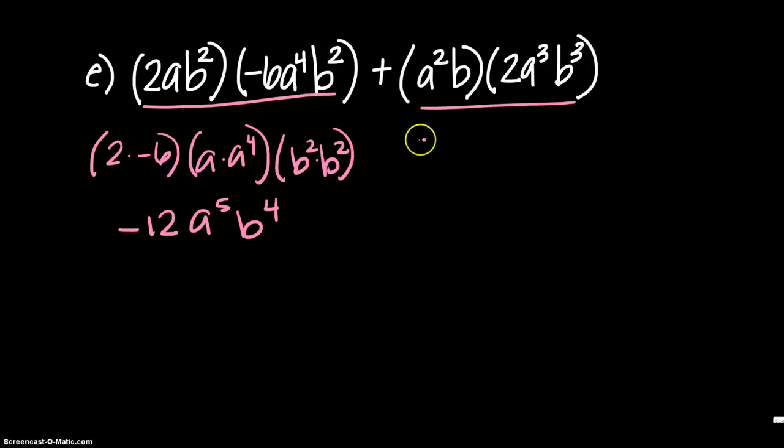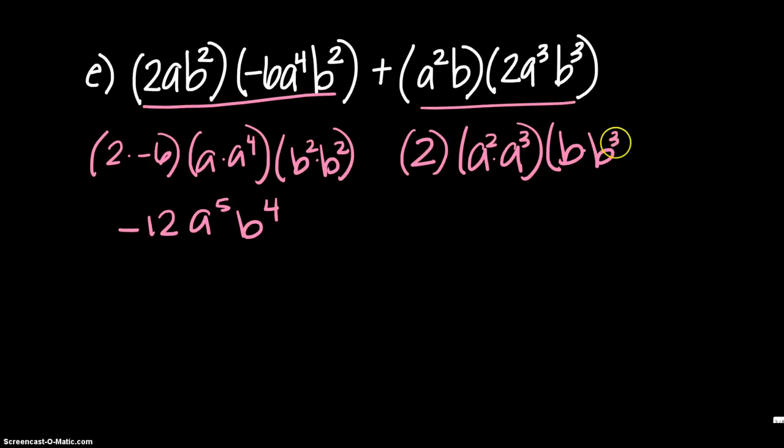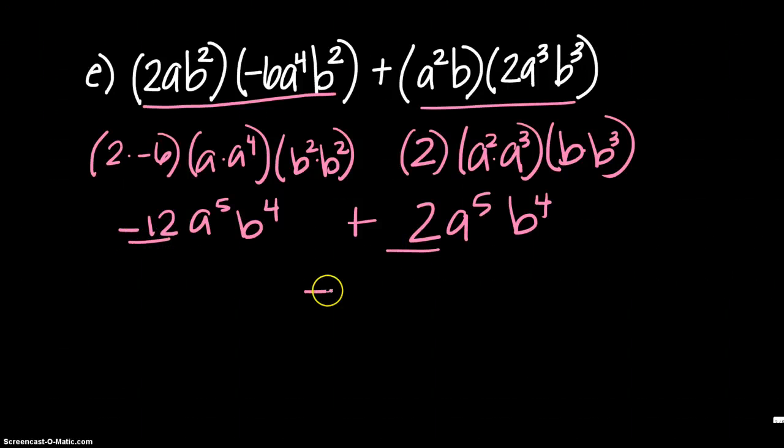Okay, the other side, I have a lonely 2 by its lonely self. I have a squared times a cubed, and then I have a b times a b cubed. So there's a plus in the middle still. I have 2, a to the 5th, b to the 4th. Hey, look at that, a to the 5th, b to the 4th, a to the 5th, b to the 4th. So I can add these two together. Negative 12 plus 2, negative 10, a to the 5th, b to the 4th.